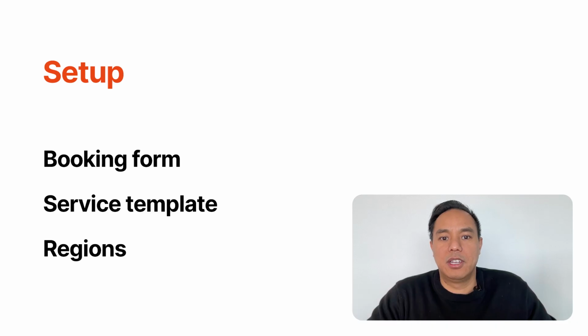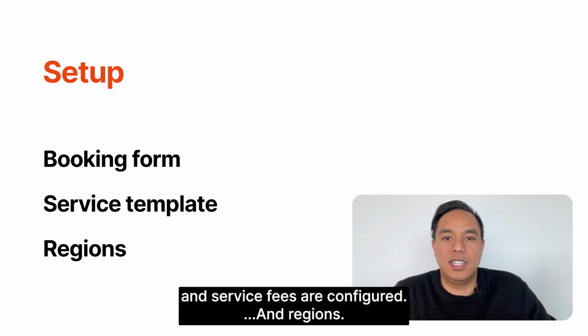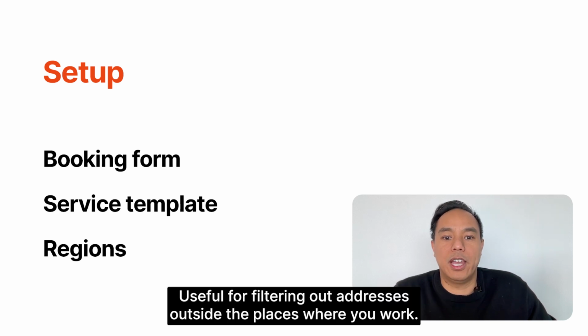Service template, this is where Simpro cost centers, pre-builds, and service fees are configured. And regions, this is for defining geographic boundaries for your service areas. Useful for filtering out addresses outside the places where you work.